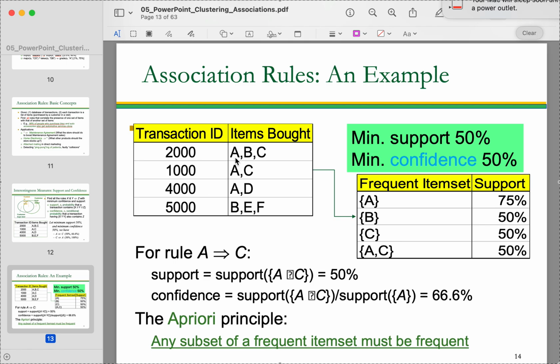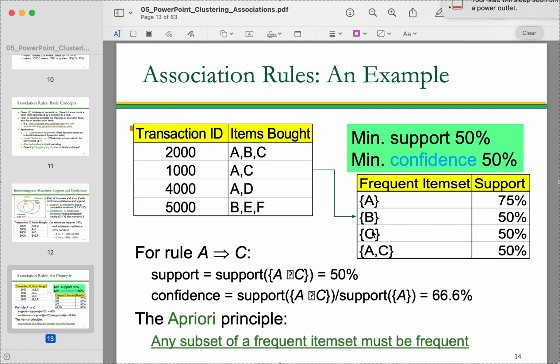The item A over here occurred 1, 2, 3 times. We have only 4 transactions here, only 4 rows. 3 of them contain A. So 1, 2, 3 out of 4, that's 75%. So that's what we have for A. Now B, on the other hand, only occurred 2 times. 1, 2 out of 4, that's 50%.